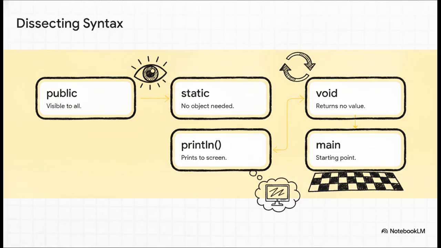Public is just an access modifier. It simply tells the system, hey, this code is visible to everyone. Static is a brilliant keyword that lets the Java virtual machine execute the main method without having to create an object first, which saves a ton of memory.